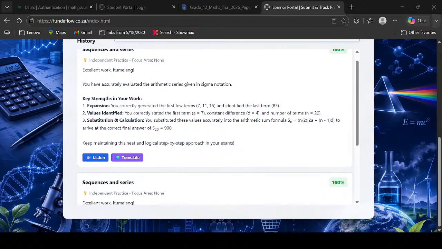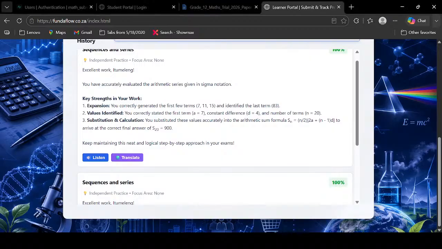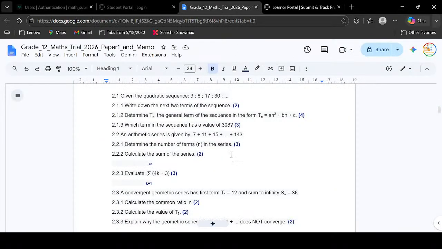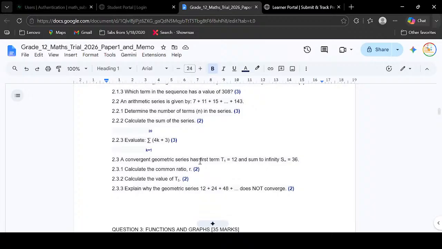So this was our last question. Do we have the other one? After sigma, there was sum to infinity or something like that. Oh, there's 2.3 after that. Okay, what is 2.3? Those ones are calculating the common ratio and calculating the value of T5.